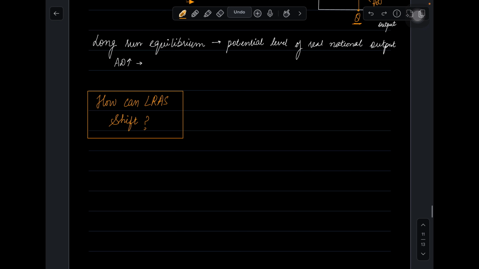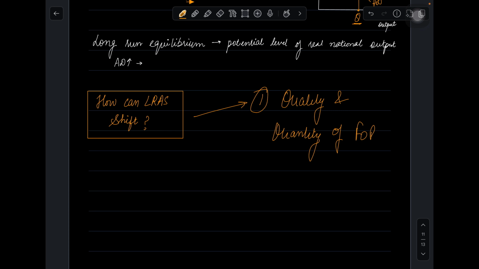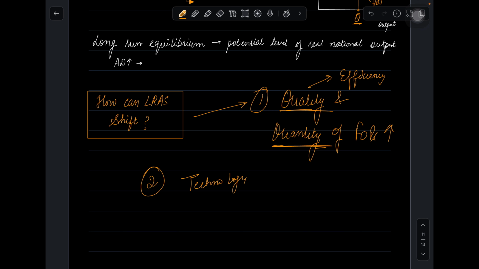Then how can LRAS shift? Is there a possibility? Yes. You must have studied this under PPC as well. LRAS can be shifted if the quality and quantity of FOPs are increased. Quality means efficiency increases basically, and quantity means obviously the numbers. Or technology improves. It's basically the same.